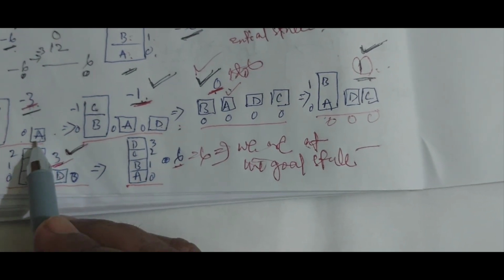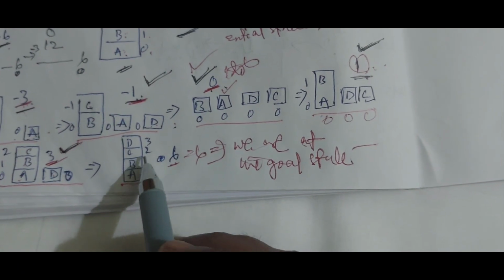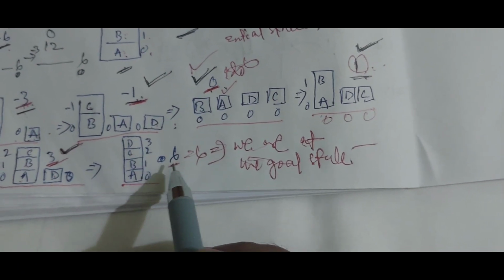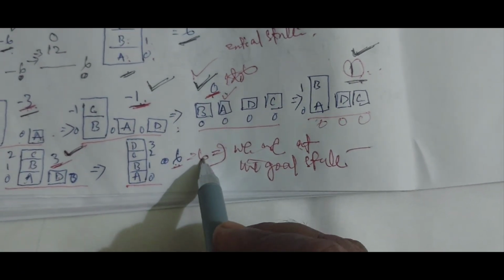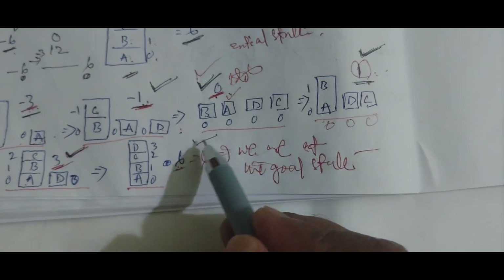Similarly, D will be over C. So the total structural position is okay: 0, 1, 2, 3, that will be 6. 6 is equal to 6, which is the value of the goal state. So we are at the goal state after this location.